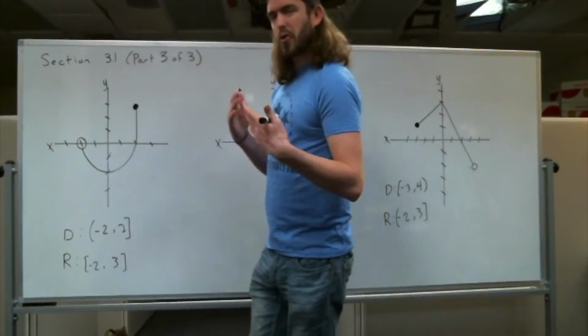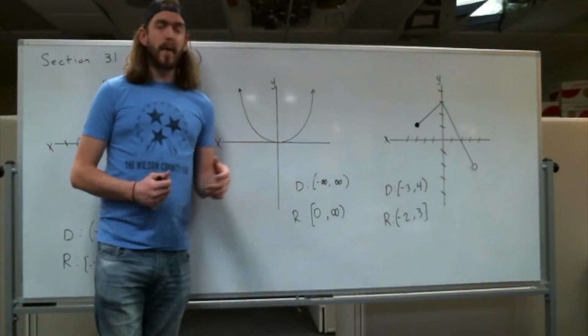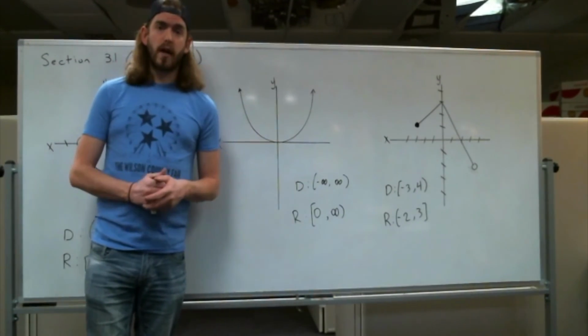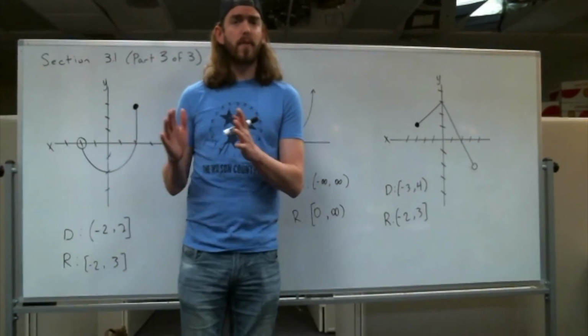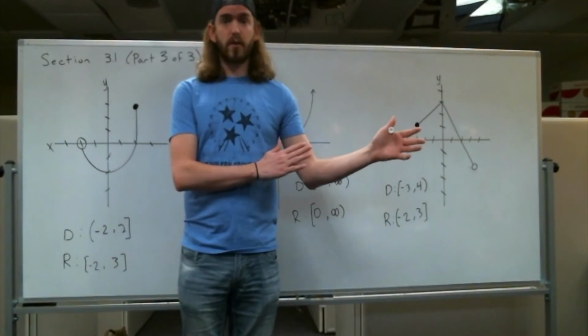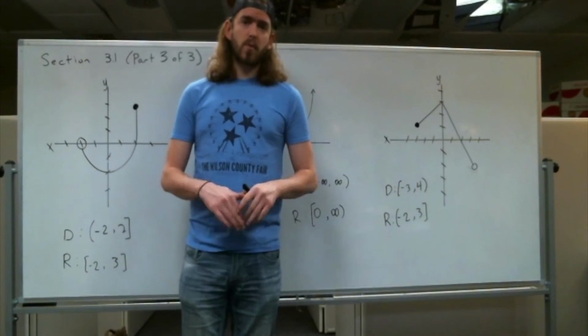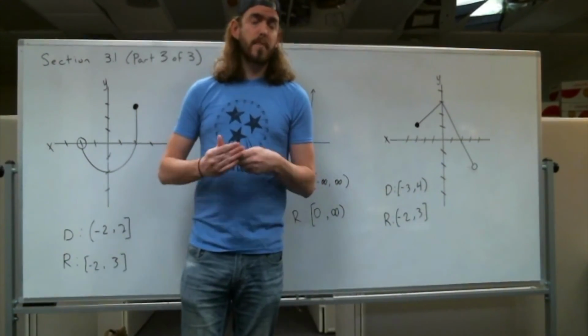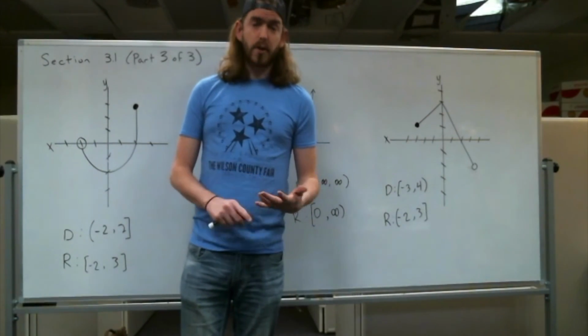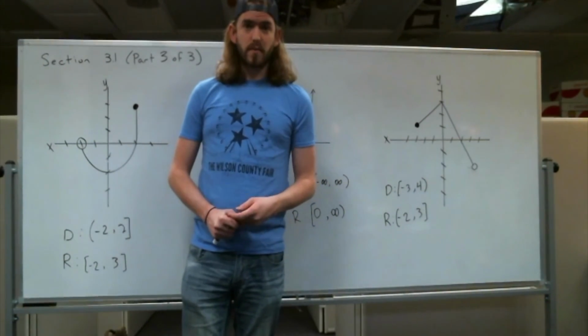So this is just a little introduction into domain and range of functions and also the vertical line test. We want to make sure that you understand that when it comes to domain, it's how far left you can go to how far right you can go on the x-axis. When we're talking about range, it's how far down you can go to how far up you can go on the y-axis. So make sure you pay attention to that as you go through your homework and as we start doing our quizzes. Have a great day.